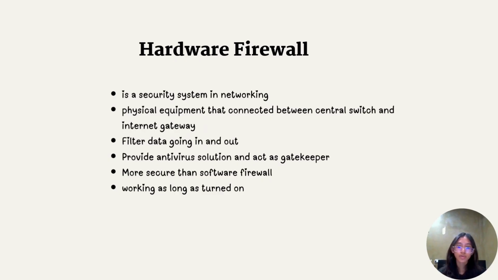So the last one is the hardware firewall, which is a security system in networking that is connected to the 48 port switch and gives protection to the devices in Office A and Office B. It is a physical equipment connected between the central switch and the internet gateway, and it filters the data going in and out as well as providing an antivirus solution and acting as a gatekeeper, meaning that it will analyze the data and block the threat before sending it out, for example, sensitive data.